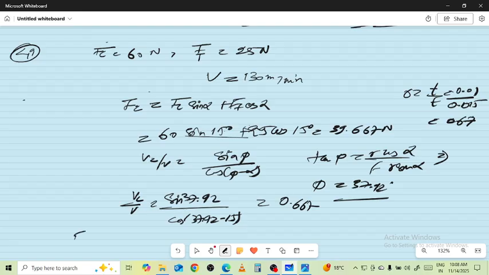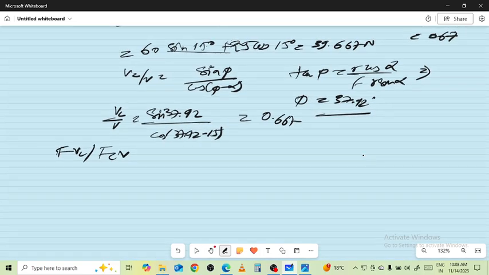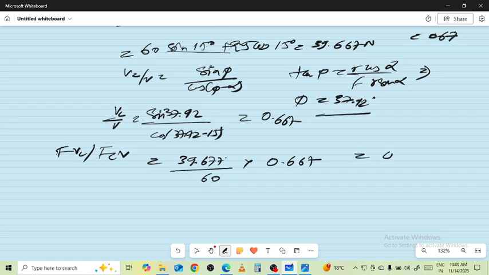Energy ratio is F VC by FC V. So here all the values we have. So 39.667 times 0.667 upon 60, to be 0.4408.